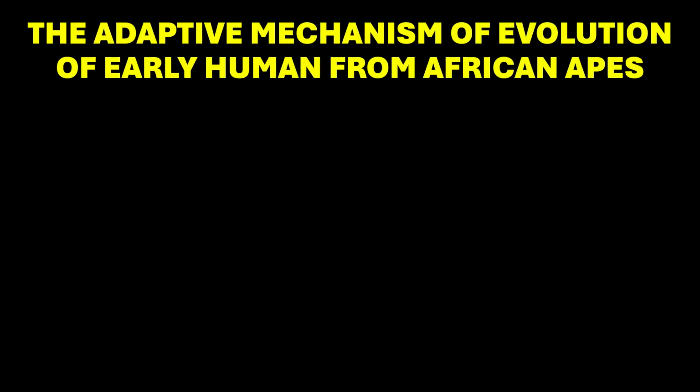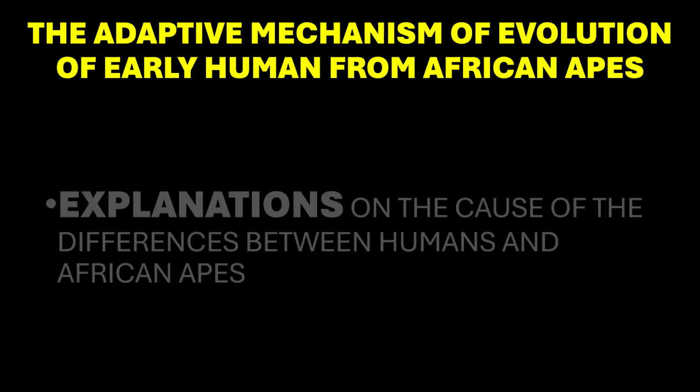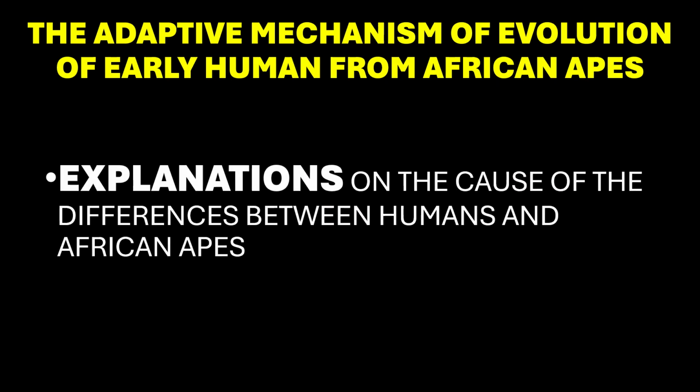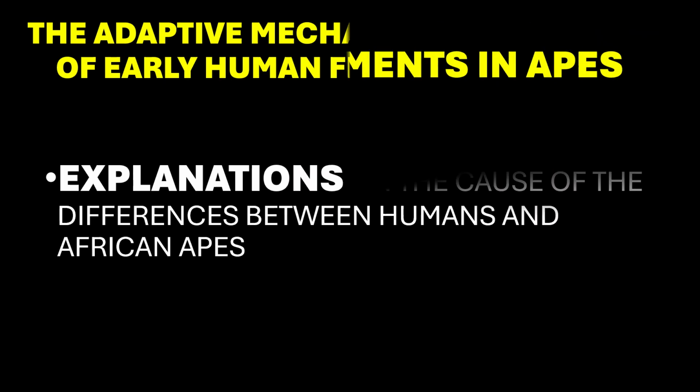Then the adaptive mechanism of evolution of early humans from African apes. So we're going to look at how humans evolved from apes, and we are going to focus on explanations. So we need to identify the change, and then we have to explain, providing reasons for the cause. And this explanation creates the distinction between us and apes, and it explains why we are different.